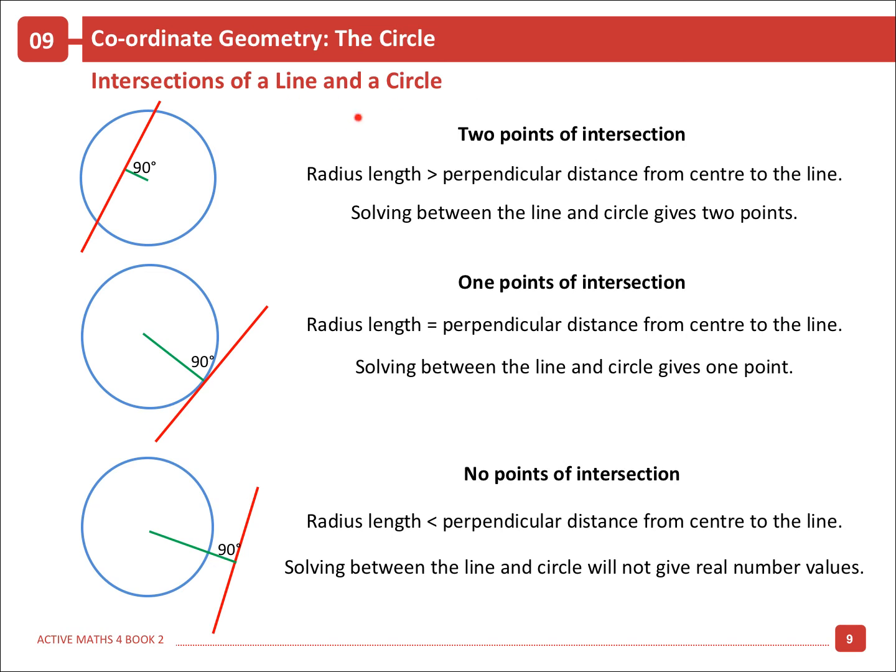Intersections of a line and a circle. When we know that the line intersects the circle at 2 points, you're going to find that the radius length is greater than the perpendicular distance from the center to the line that we're looking at. So solving between the line and the circle will give the 2 points. What I mean there is, you'll remember it's simultaneous equations.